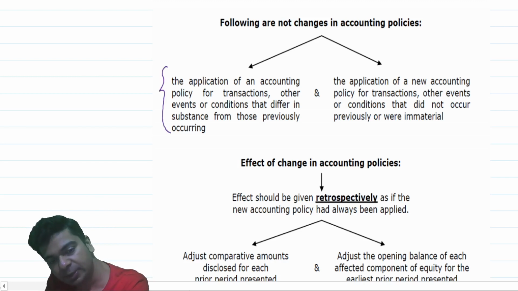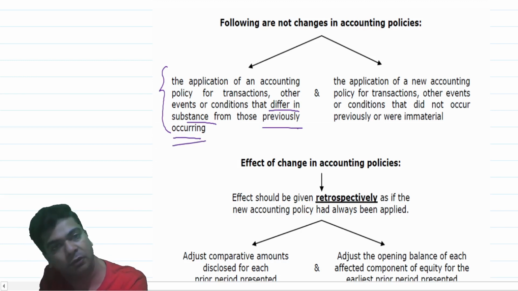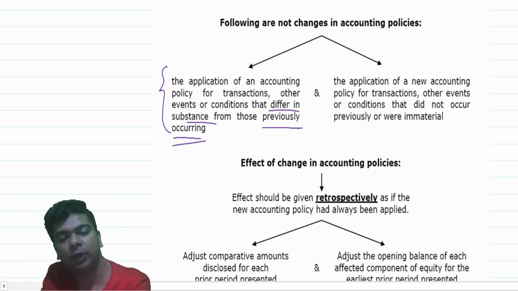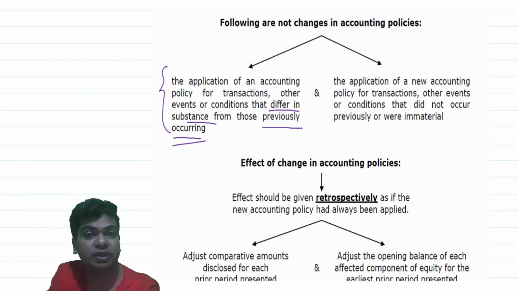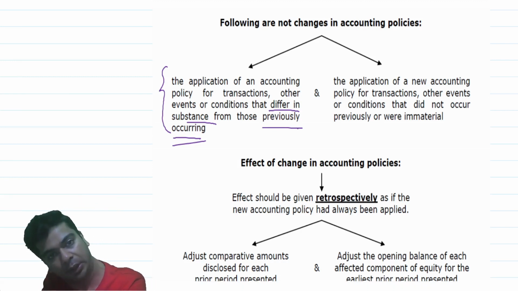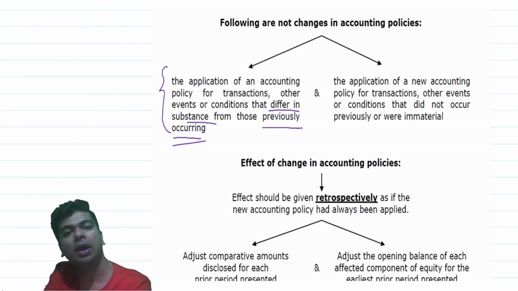If you read this, it will become very clear. Application of an accounting policy for transaction, other events or conditions that differ in substance from those previously occurring. What you were previously doing and what you are doing now, there is a difference between the two. And that is the reason we cannot say this is a change in accounting policy. This is actually adoption of a new accounting policy.